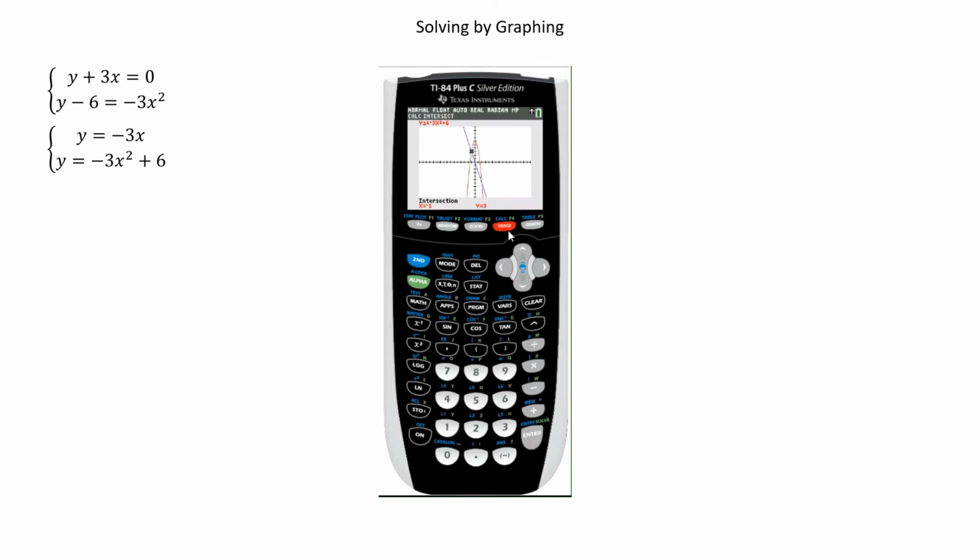To do the other one, you do the exact same thing, except when it's going to ask for the guess, you go closer to the other intersection point. So we have the first curve, the second curve, and then the guess, we go over to the other intersection point. Enter, and we have 2, -6. So that's how we can find them by graphing.